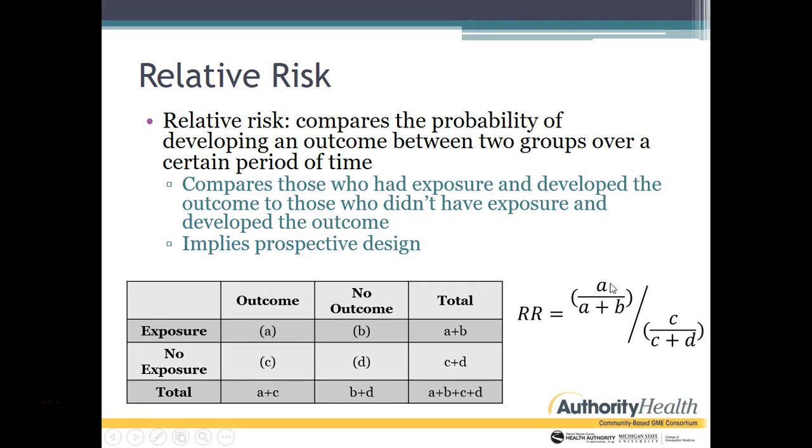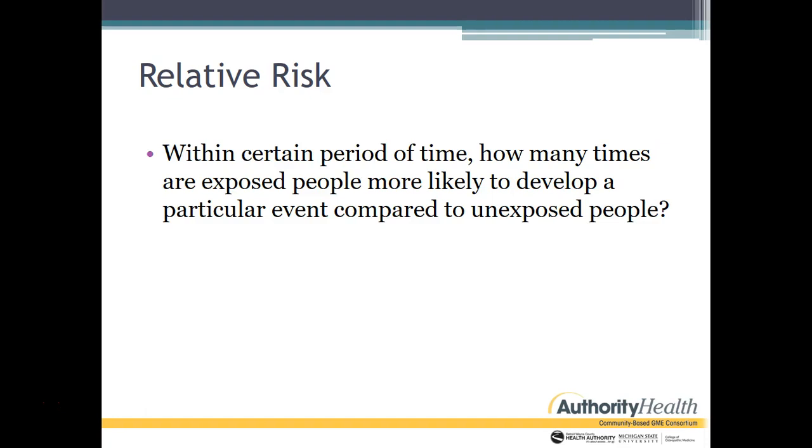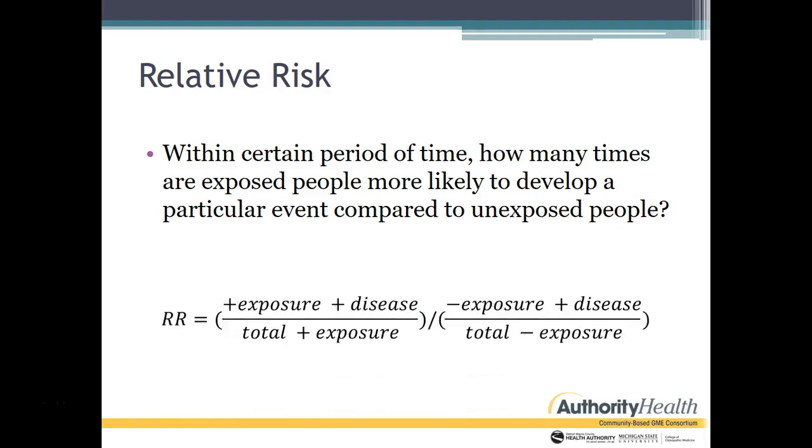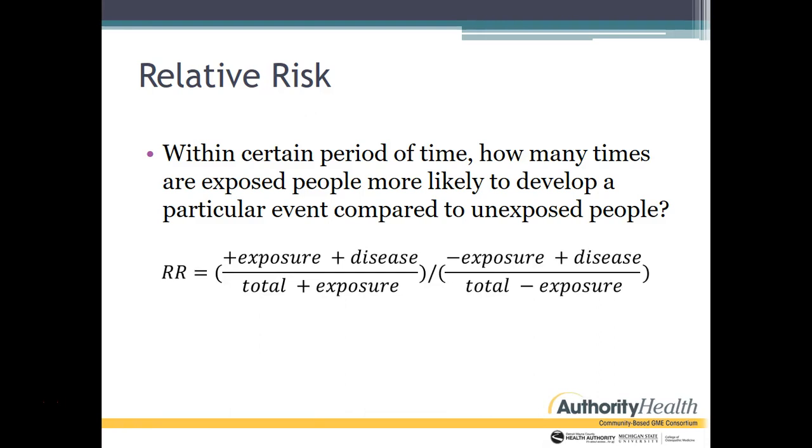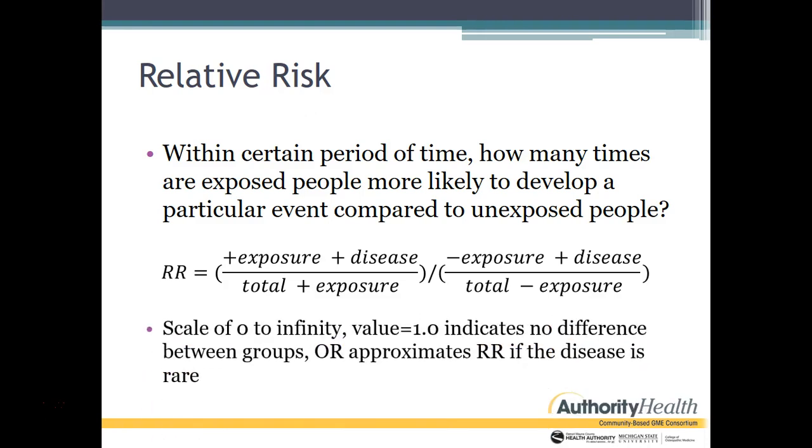So you're looking at people that were exposed, had the outcome, over everyone who was exposed, divided by people who had no exposure, still had the disease, over everyone who didn't have the exposure. So another way to think about relative risk is, within a certain period of time, how many times are exposed people more likely to develop a particular event compared to unexposed people? And this is just the way I like to think about it. It's basically saying, for the total patients that had the exposure and developed the disease over everyone exposed, over the patients that developed disease without the exposure over the total that were not exposed.